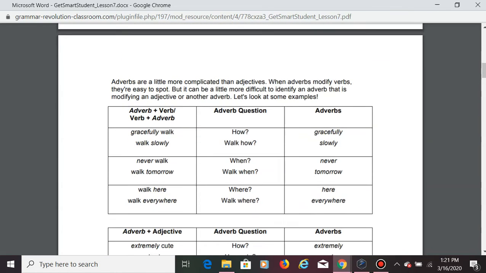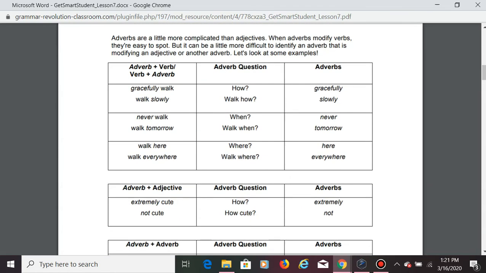We come down here, here's some nice examples. Gracefully walk. How are they walking? They are walking gracefully. Walk slowly. Okay? So, our adverb is slowly. So, how do they walk, or walk how? They walk slowly.